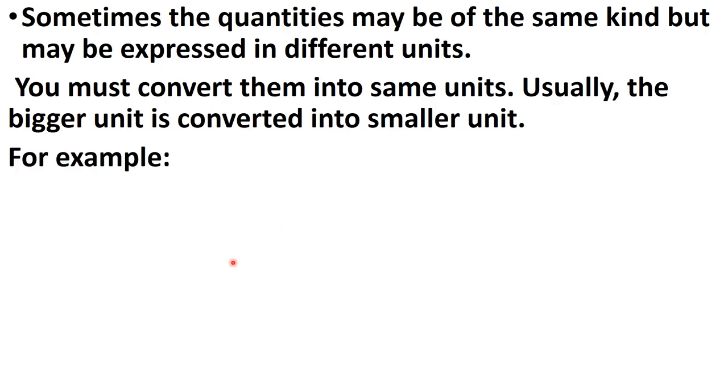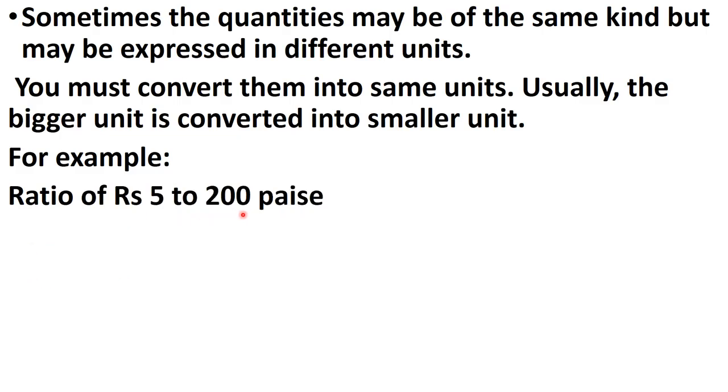See the example. Ratio of rupees 5 to 200 paise. Now see, the kind is the same. Both are price. Rupees 5 is also a price and 200 paise is also a price. But the units are different. Here the price is given in rupees and here the price is given in paise. So what will we do in this case? We will convert the bigger unit, because the rupee unit is bigger than paise. So we will convert this rupees into paise.